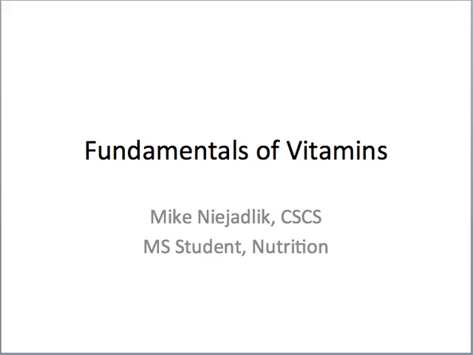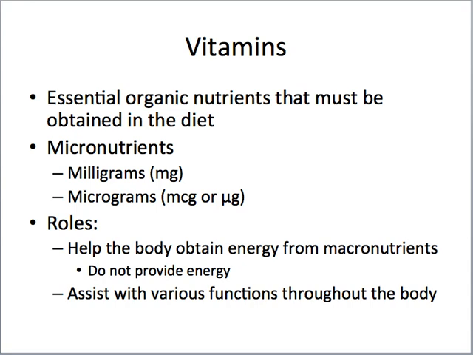It'll provide key summaries as well as elaborate on some of the more abstract concepts. So vitamins are essential organic nutrients that must be obtained in the diet. They're organic because they contain carbon and essential because the body can't make them. Vitamins are micronutrients that are needed in small amounts, milligram or microgram quantities. And unlike macronutrients that provide energy, vitamins don't provide energy, but rather act as cofactors in metabolism to help the body obtain energy from macronutrients, as well as assist with other functions throughout the body.